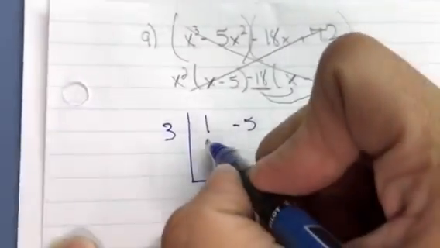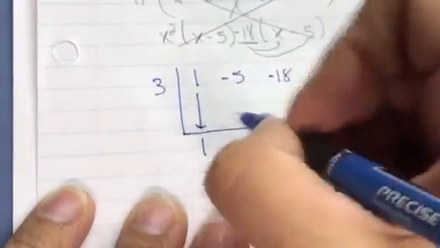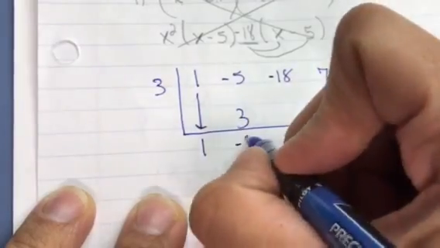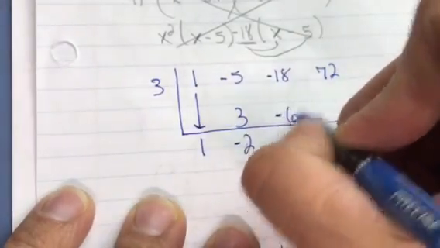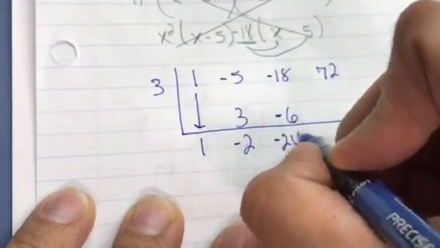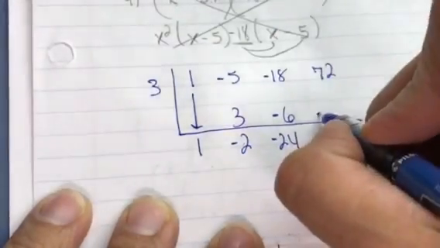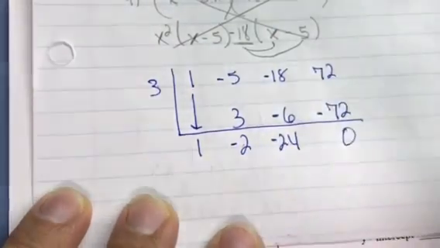So here we go. I'm going to bring the 1 down, and 3 times 1 is 3. I'm going to add these up. I get -2. 3 times -2 is -6. Add these up, and I get -24. Multiply here, and I get -72. And then when I add those up, I get 0.